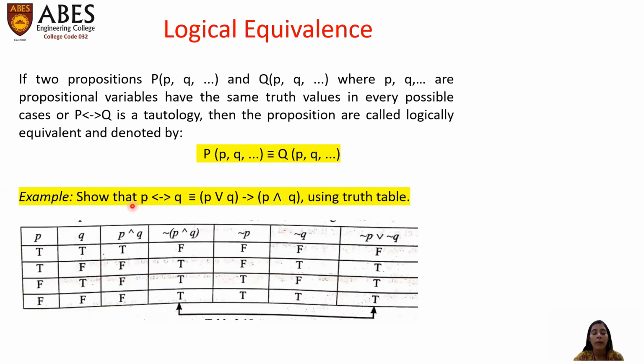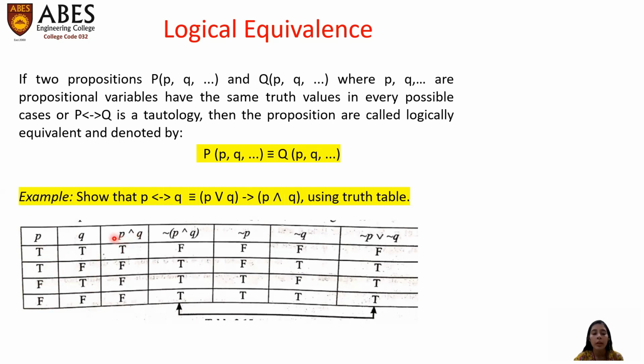For example, on the left hand side we have P biconditional Q, and we have to prove that this left hand side is logically equivalent to the right hand side, which is P or Q conditional P and Q, with the help of the truth table. So we have to prepare the truth table. We can see that in this expression only two variables are there, P and Q. So based on the two variables, only four possible cases will be there: true true, true false, false true, and false false.